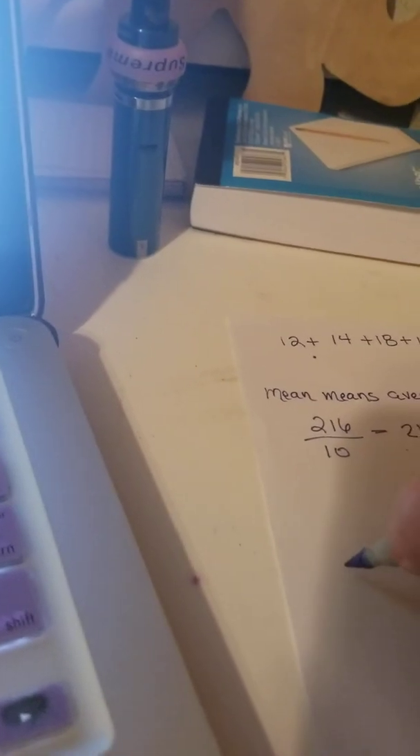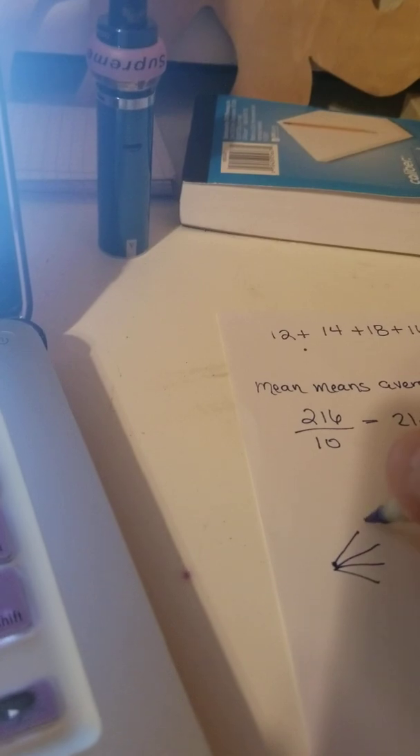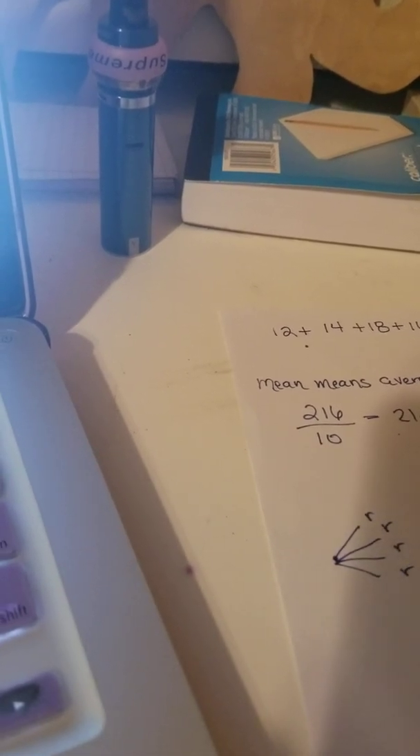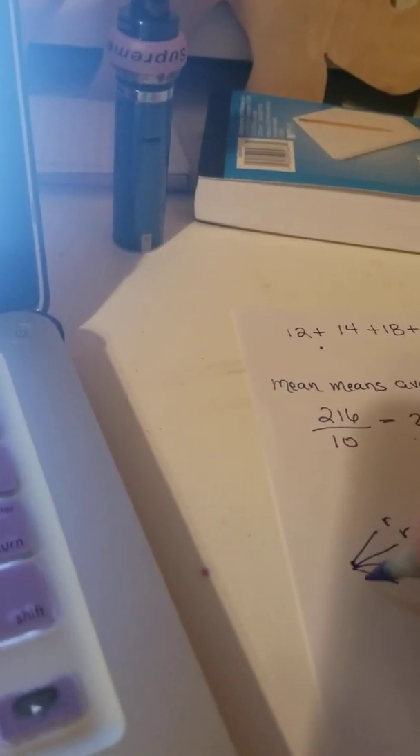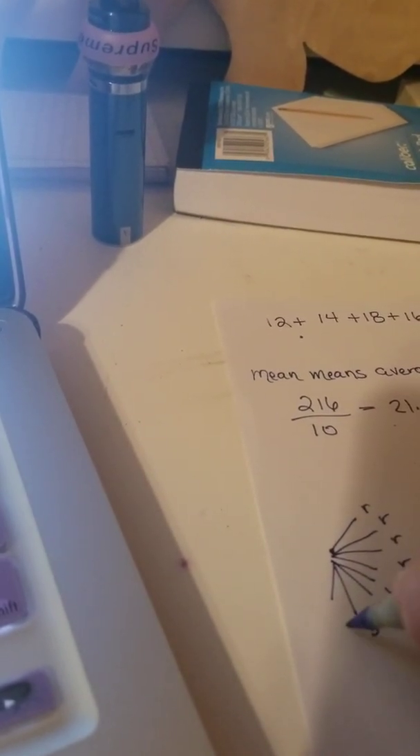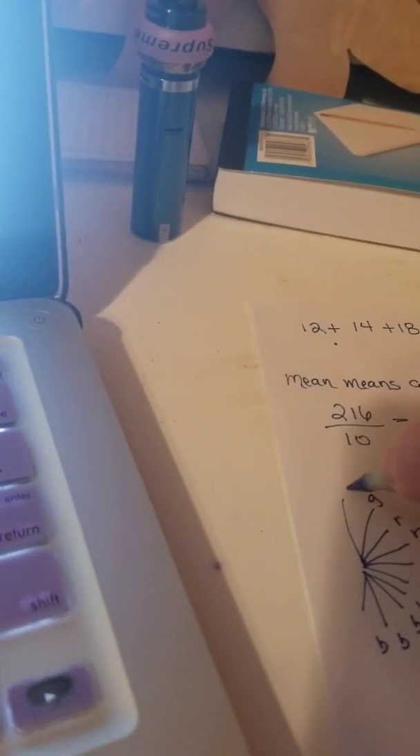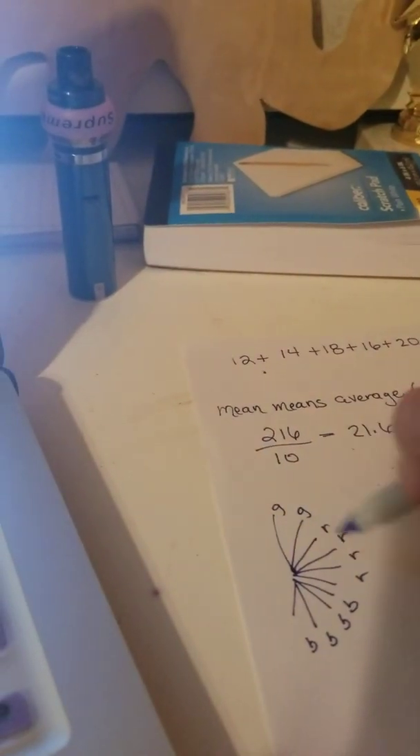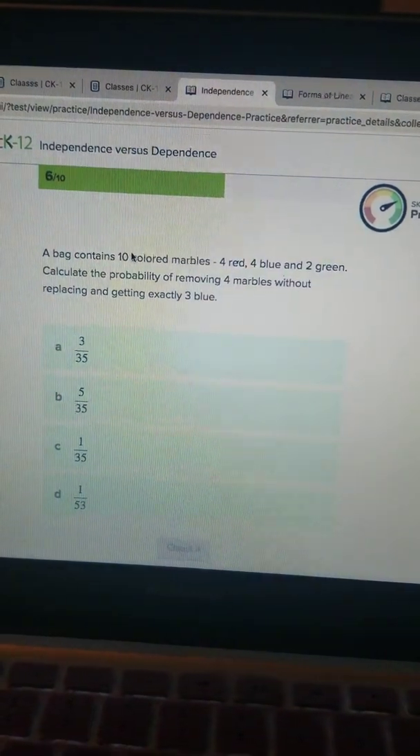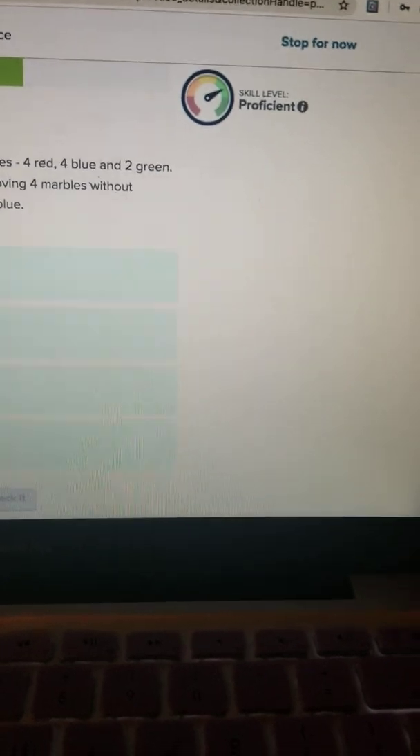10 marbles. So I have initially red, red, red, red. Then I had also blue, blue, blue, blue. And then I also had 2 green. All right, that's the first roll. Calculate the probability of 4 coming out and then being exactly 3 blue. All right, so the first roll.